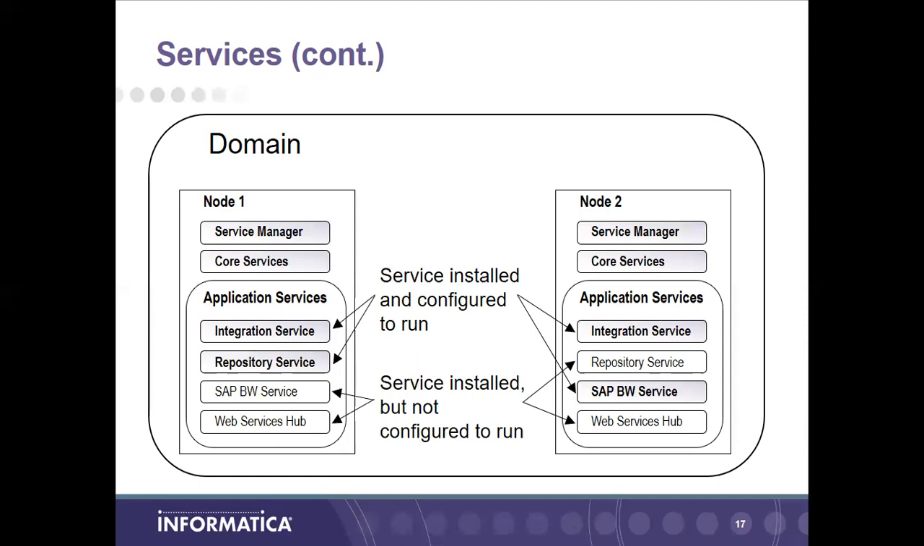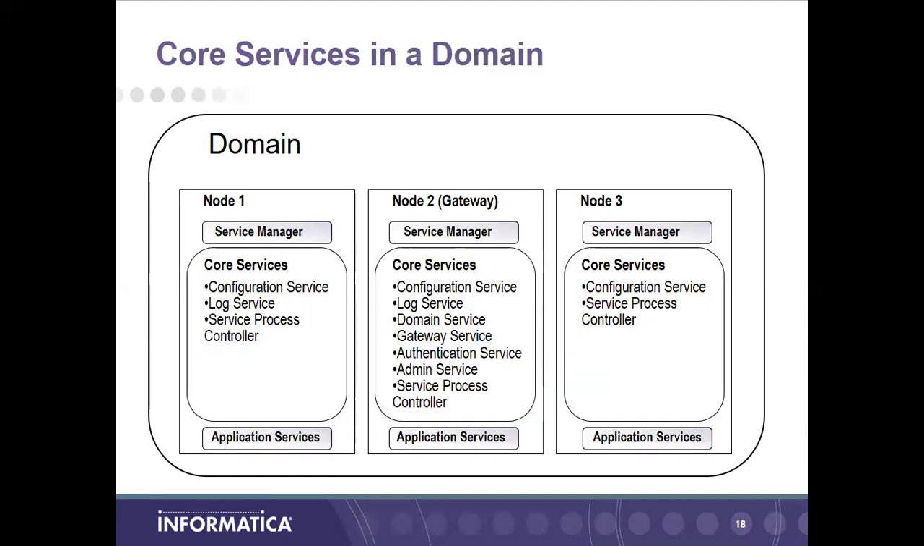Okay, there are two other services. Those are installed, but they're not configured to run. The reason is these are paid services. Now, these are examples of core services: configuration service, log service, service process control. All these are core services. Maybe there are some more things like domain service, gateway service, authentication service. I told you, right? When you're trying to log in to your Informatica, a service has to run to go to that LDAP or to that admin and check whether the user is available or not. Admin services, everything is part of core.